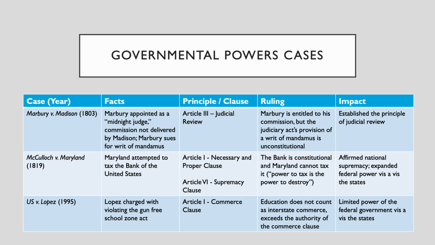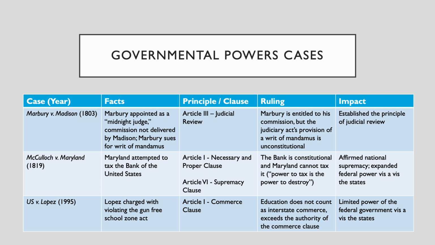The government argued that it was justified under the Commerce Clause because fear of school shootings crosses state lines and has a negative effect on commerce. But the court ruled that education doesn't count as commerce, that it wasn't like goods and services crossing state boundaries, and that this law exceeds the authority of the Commerce Clause. A state or a local government could absolutely have gun-free school zones, but the federal government could not. There could be no federal crime there. And so this limited the power of the federal government vis-a-vis the states. These ones are pretty straightforward.